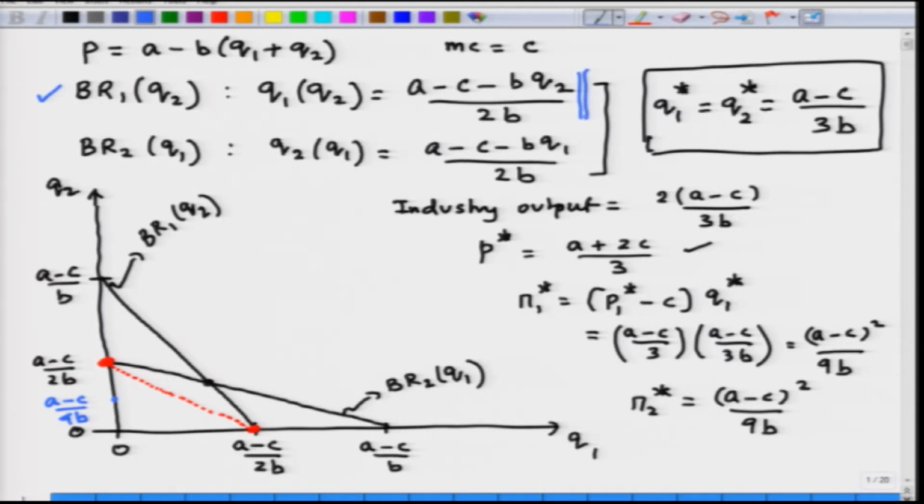(A - C - B·Q2)/2B. For each choice of Q2, firm 1 is going to choose its best response Q1 based on this best response line. So, when firm 2 produces (A - C)/4B, firm 1 is going to deviate and choose a quantity obtained from its best response line. Let us figure out what that is.